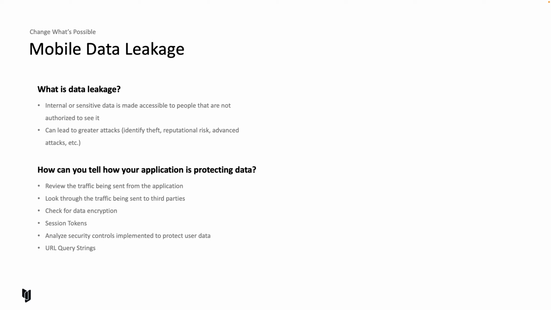And that sort of stuff can lead to more advanced attacks where attackers now know what infrastructure you're using, can take that information and build more advanced and more targeted attacks on your systems, right? So it all kind of plays together. So how can you tell your application is protecting your data?